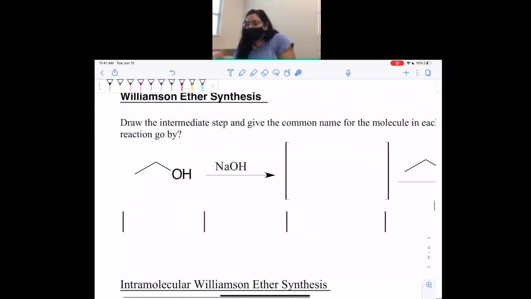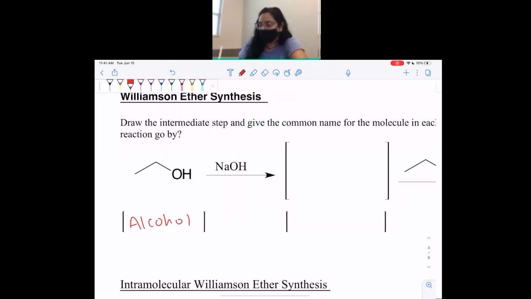So we're going to start out with our trusty alcohol, and I trust that you guys know at this point that this is an alcohol. So if we react an alcohol with NaOH, what are we essentially going to do?